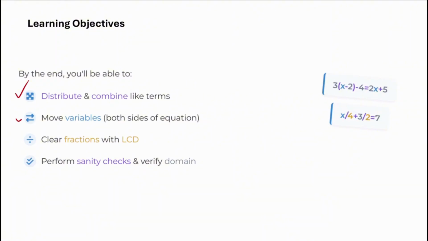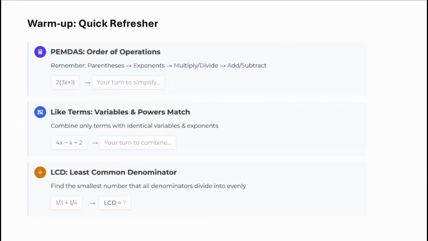And after that, we are going to talk about clearing fractions with the LCD. For some of you that don't know, LCD stands for least common denominator. We had videos about that one, so you can check that out. And at the end, we are going to perform sanity checks and verify the domain, because we are going to see what numbers are prohibited and whether our answer is going to be right or not. So let's just get started.